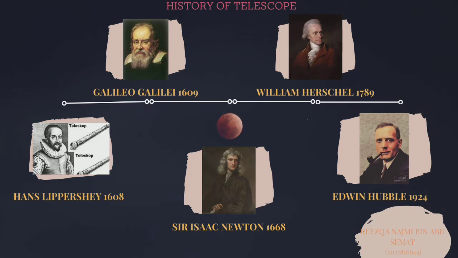Sir Isaac Newton later built the first reflecting telescope in 1668. This is the type of telescope with a mirror in it rather than lenses. In 1789, William Herschel built the largest telescope of the 18th century in the UK. It was a giant reflector with a mirror that was 49 inches wide.